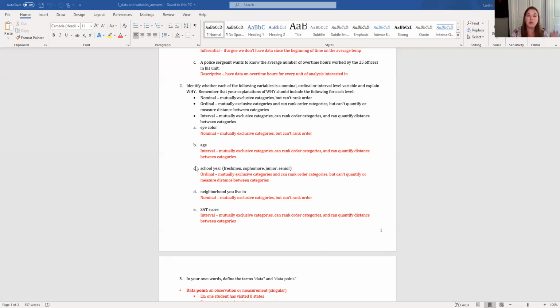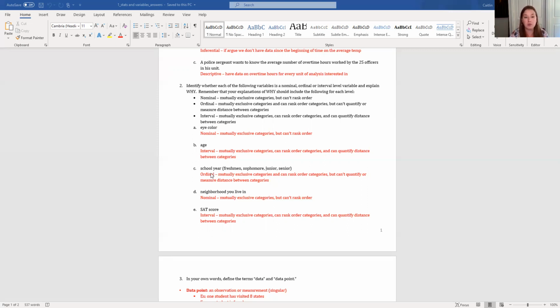But can we quantify or measure the distance between categories? No, right? Because we don't always know. Somebody who's a freshman could be 2 or 3 years away from being a junior, not necessarily just 2, right? Depending on how many credits you have and where you are in the process, right? So anytime there's a variable that lists in some rank order, where the categories are in some logical order, but the possible answers or responses are not a numeric value, not a number, that should tip you off that it's ordinal, not interval.